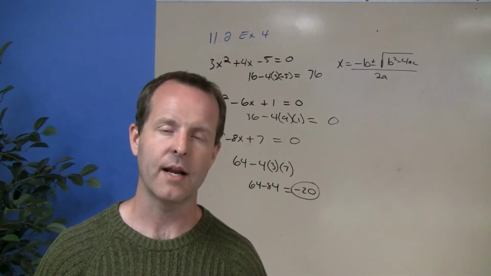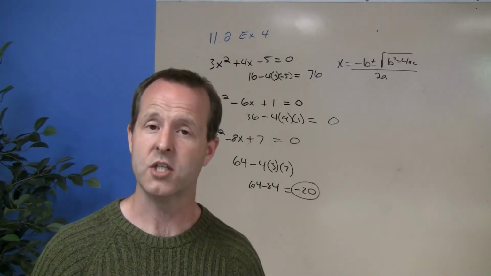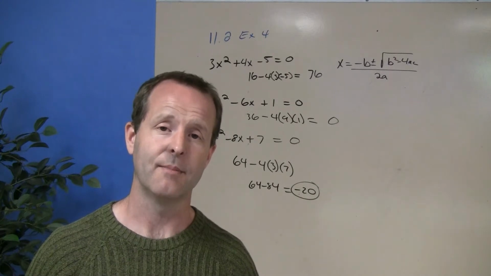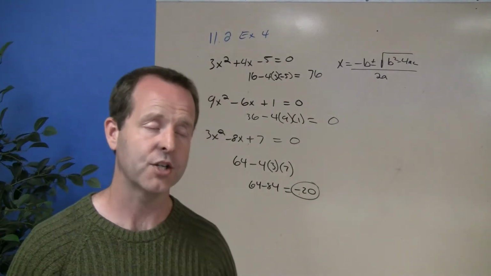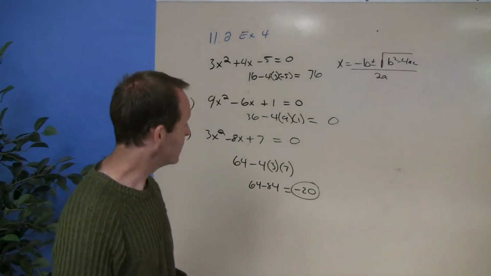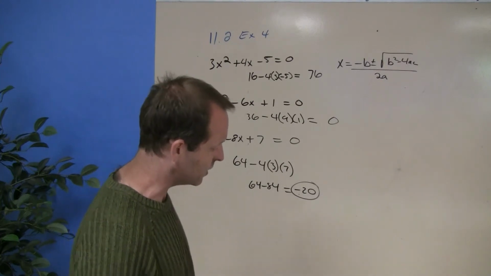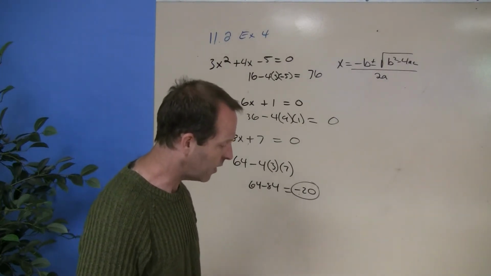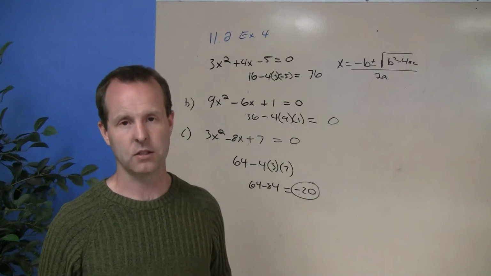So that tells me that I'm going to have to deal with a negative square root, which always produces an imaginary number. So I'm going to have 2 solutions, but those 2 solutions are going to be imaginary solutions.